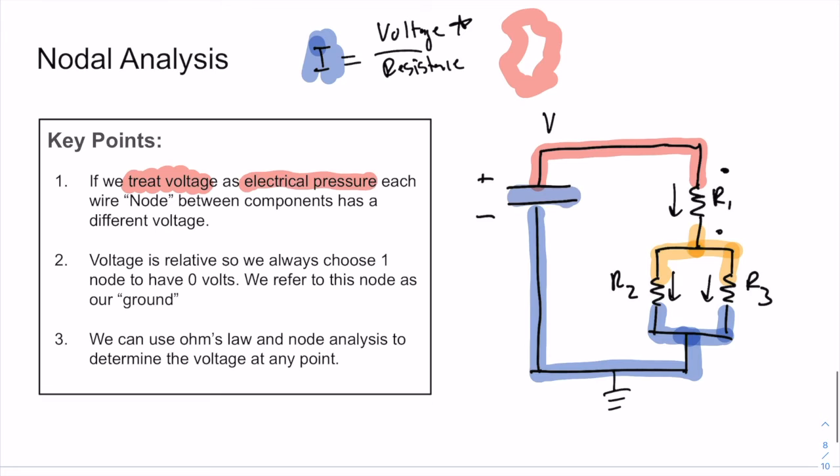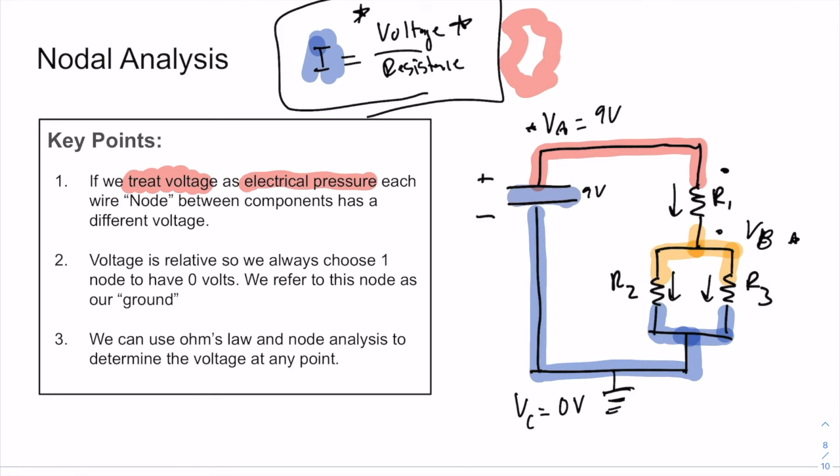And so we say, okay, well, the voltage at this spot A is maybe 9 volts based on our battery. That's 9 volts relative to the voltage here at C, which is maybe 0 volts. Right? If it's our ground, then it should be 0 volts. And then we have a different voltage here at, we'll call this node B. Okay? But once we have the voltage at different nodes, then we can find out what the current is by applying Ohm's law, and we can find the current across any component.